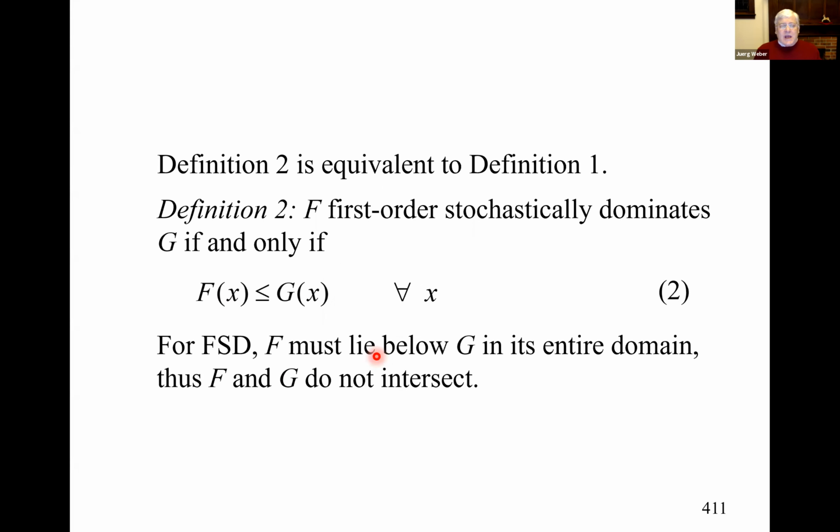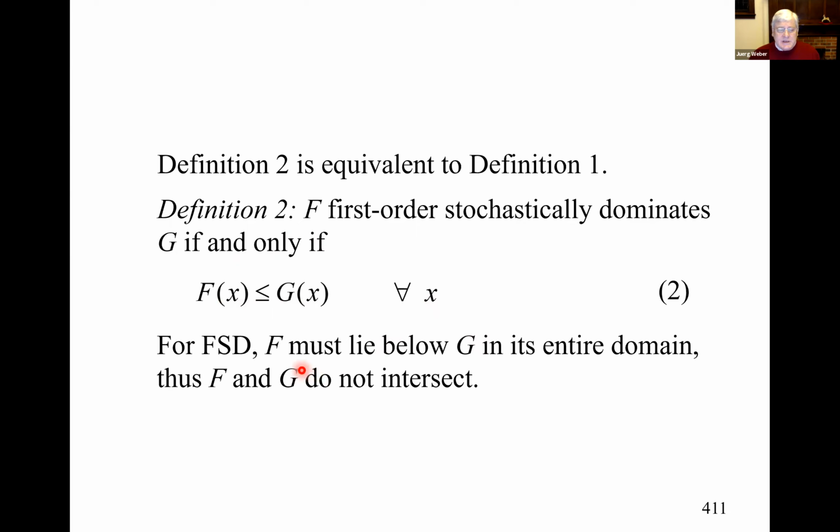Now, I will draw you a graph in a moment, and then this will become more clear. Now, the second definition is actually equivalent to the first definition. So F first order stochastically dominates G if and only if F(x) is smaller or equal to G(x) for all x over the domain of the function.